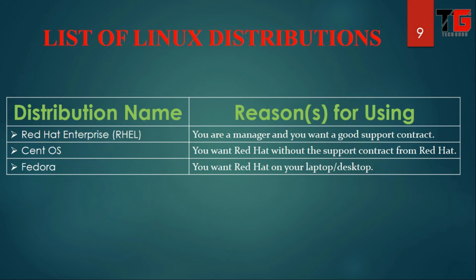Third one is the Fedora. You want Red Hat on your laptop or desktop. That means Fedora is used as a client operating system. That means RHEL is used in server end, CentOS is used for the testing purpose, and Fedora is used for the laptop and desktop for the normal user in graphical mode.